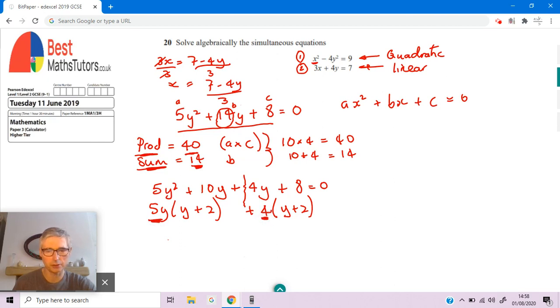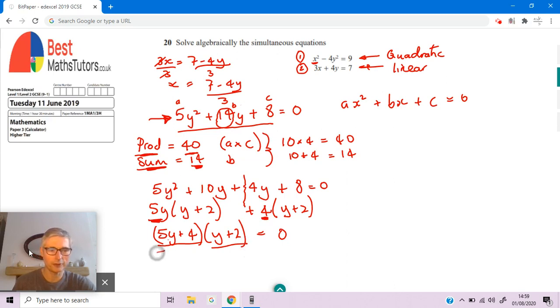And now what we do, we form another bracket out of the first terms of each part. So we get 5y plus 4, and the second bracket is y plus 2. And so we've actually factorised this equation into two brackets. And so if you're familiar with solving quadratic equations, then the value that we're looking for is the value that would make either the first bracket equal 0 or the second bracket equal 0.